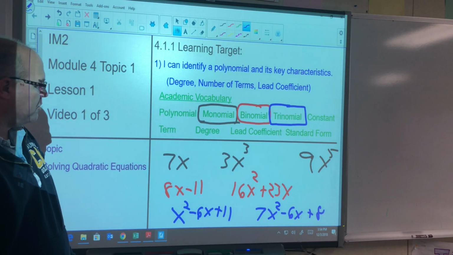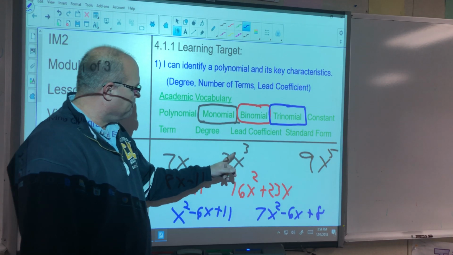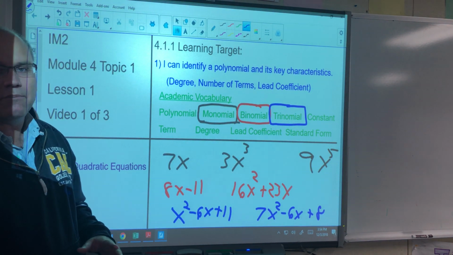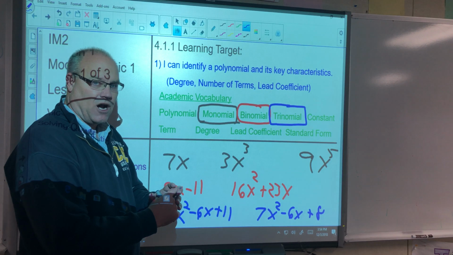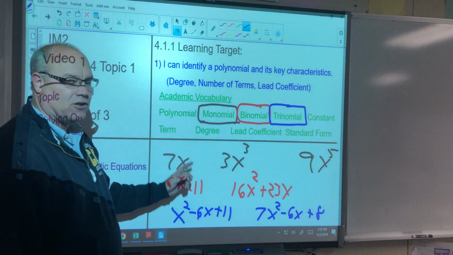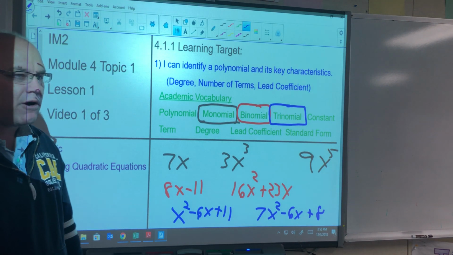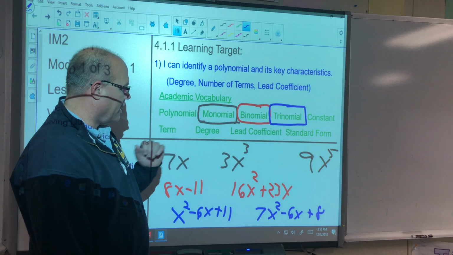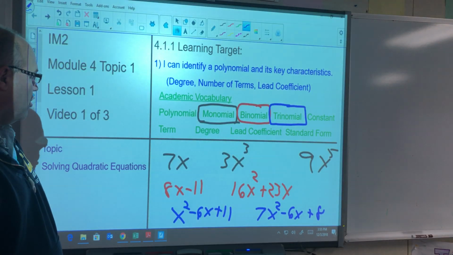Now the key for polynomials is your power on the variable must be a whole number. So the lowest it could be is 0, and then 1, 2, 3, 4, 5. You cannot have a fractional exponent for a power, and you cannot have a negative integer for an exponent. Otherwise, it's not a polynomial.